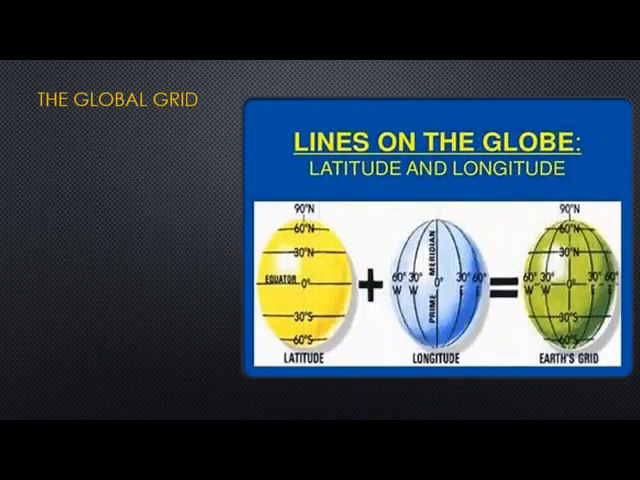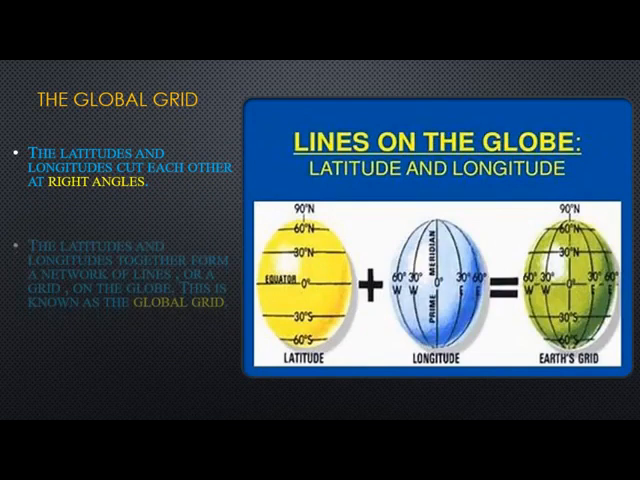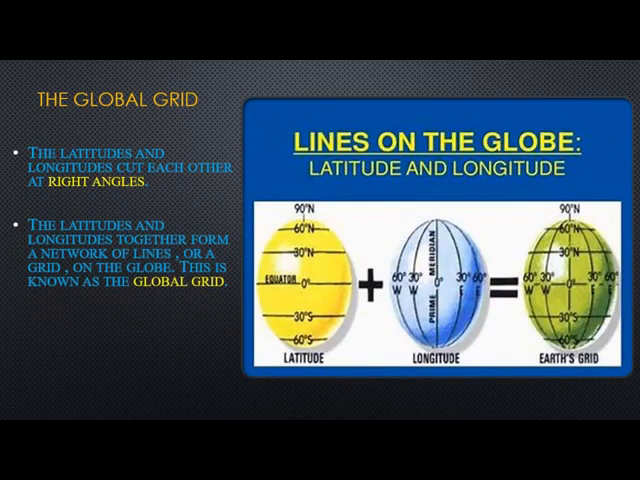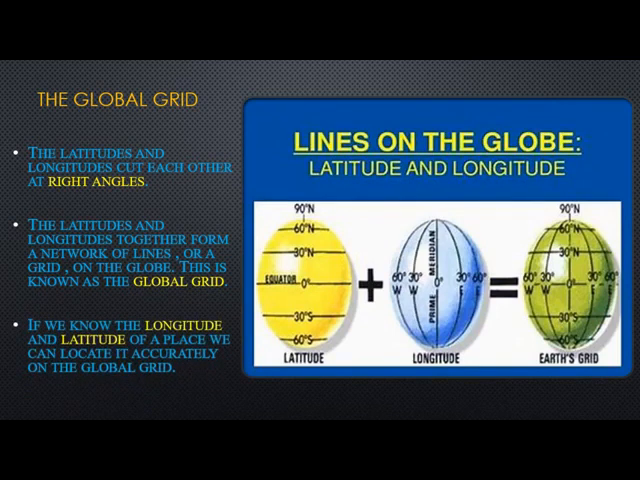The global grid. The latitudes and longitudes cut each other at right angles. Together they form a network of lines, or a grid, on the globe. This is known as the global grid. If we know the longitude and latitude of a place, we can locate it accurately on the global grid.